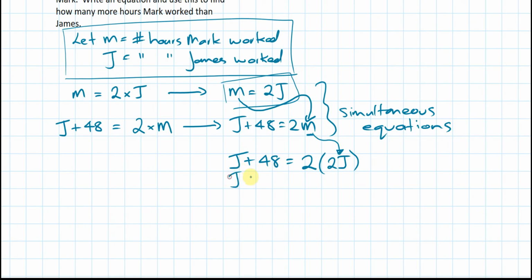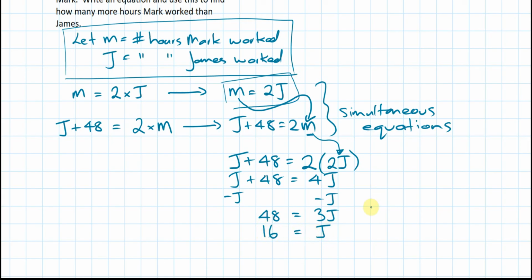Then some simplifying. 2 times 2j is 4j. And notice that this equation here only has one unknown. So you can go ahead and solve it now. So I've got j on both sides. I want to get them together on one side of the equal sign. So I can minus j here, doing the same thing to both sides of the equal sign. End up with 48 equals 3j on this side. And then dividing both sides by 3, you end up with j being 16.